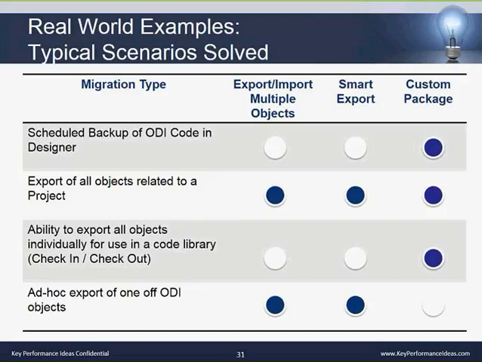And then the final thing here, if you wanted to do an ad hoc export, a one-off export, let's say, exporting and importing multiple objects obviously works because you can select objects individually. A smart export works because you can select the individual object and just smart export one object at a time. The custom package would obviously be a little bit more overkill if you're just trying to do, let's say, a save as or an ad hoc export for your development purposes.